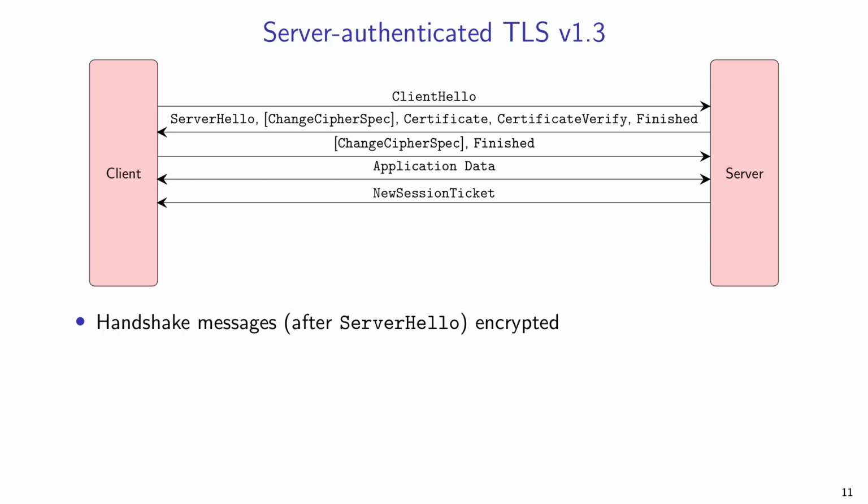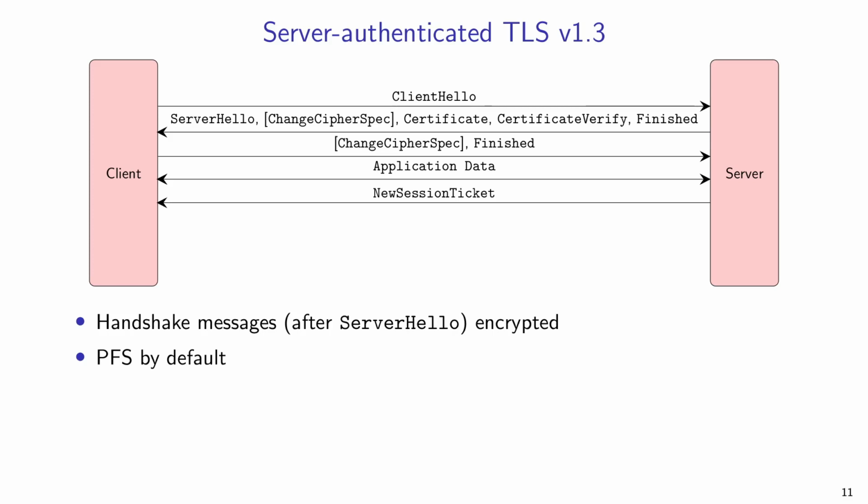The ephemeral Diffie-Hellman key exchange is the only asymmetric key exchange mechanism supported by TLS version 1.3. The RSA key exchange mechanism has been removed from TLS 1.3. This means that TLS version 1.3 provides perfect forward secrecy by default, which is a significant security improvement.